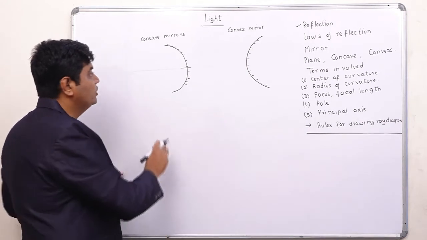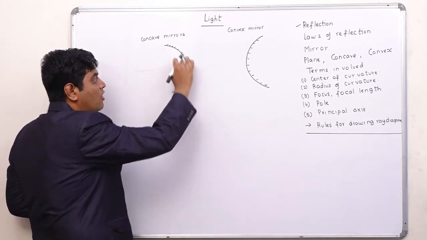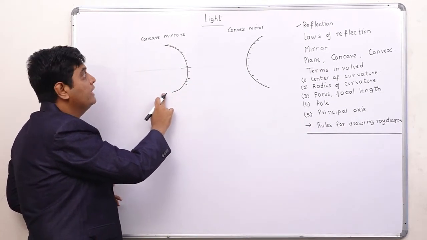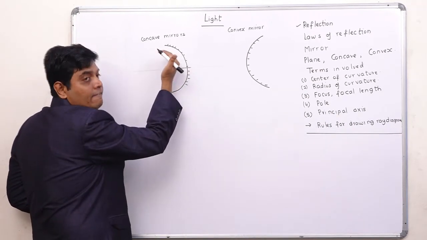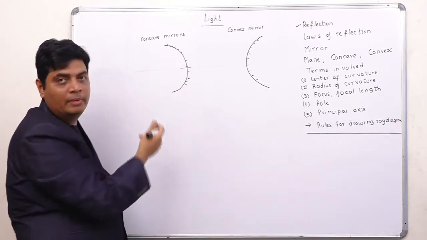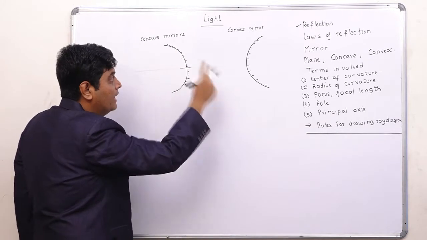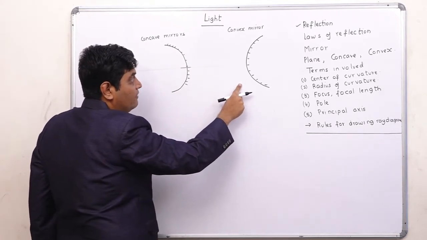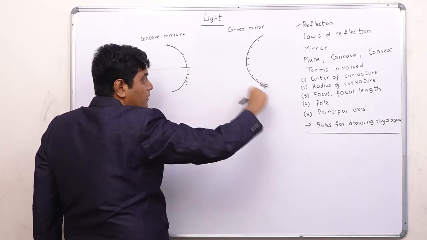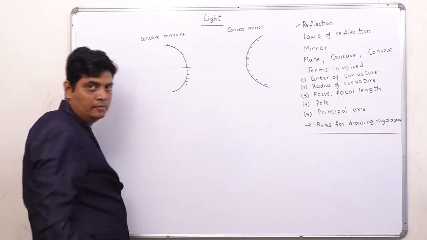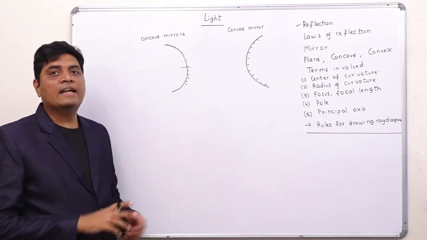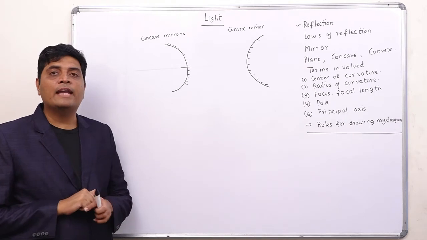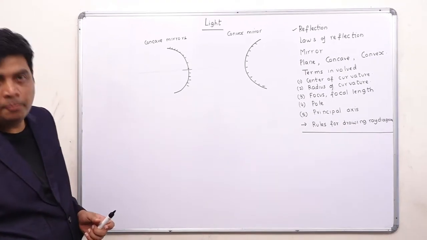A mirror in which the reflecting surface is curved inside is a concave mirror. It is like a cave, so it becomes a concave mirror. A mirror in which the reflecting surface is curved outside is known as a convex mirror. Before we start studying about the mirrors, we have to understand various terms which are related to mirrors.